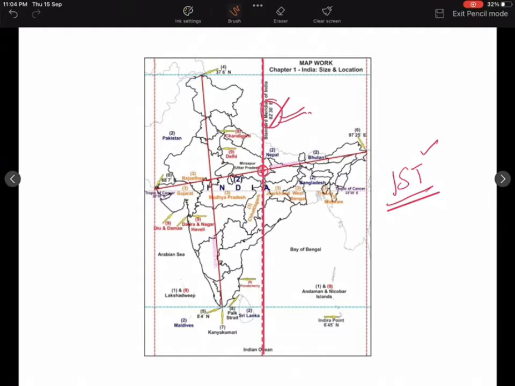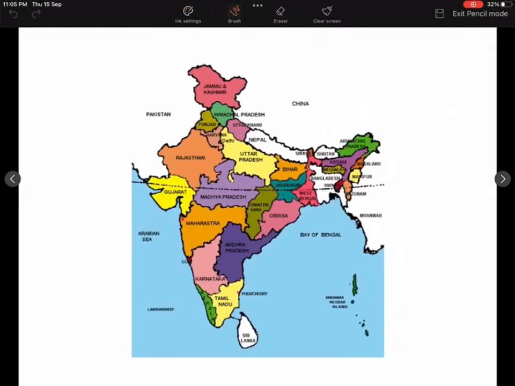Let's discuss one more thing now. The next thing we need to discuss is to name the states through which the Tropic of Cancer passes. Let's see it on the map again. Here we have one more slide. If you can see, it passes through 8 states.